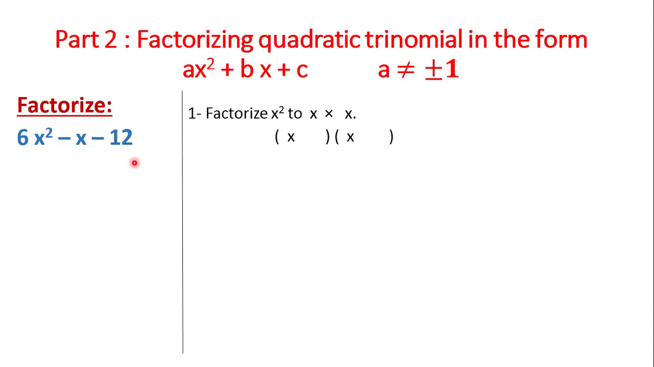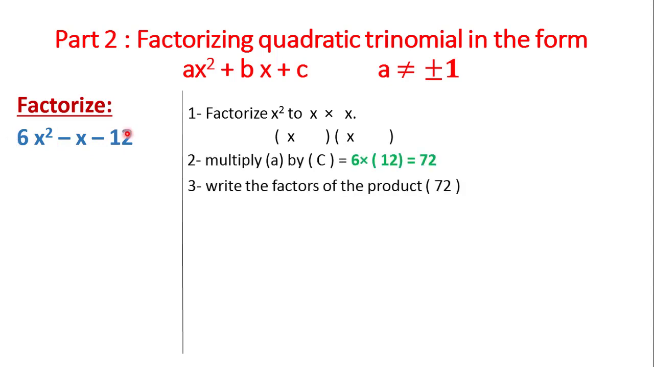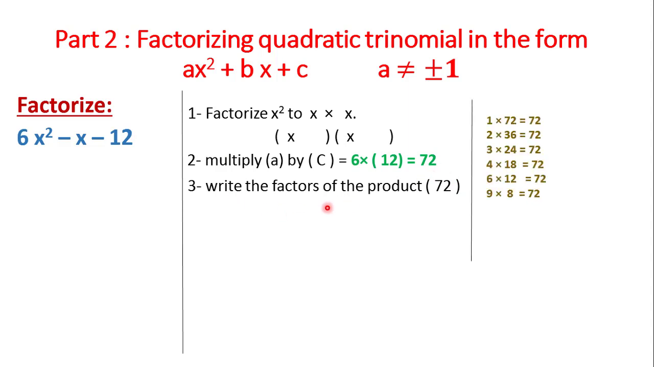The second step, I multiply a times c. Don't care about the sign now. So I multiply 6 times 12. 6 times 12 is 72. Then I write the factors of 72 and I'll choose from the factors two numbers. Their summation is b. It means negative 1.